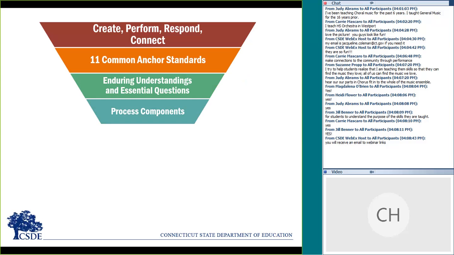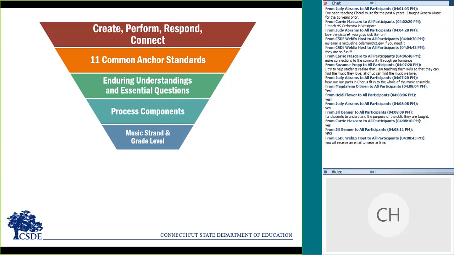Action verbs that are used to carry out each artistic process are found here in the process components. Words like select, refine, share, develop, compose, and on and on. These are the areas where our students grow in their ability over time to become independent, lifelong learners. Music places a great deal of emphasis on these process components. It's kind of where we live.